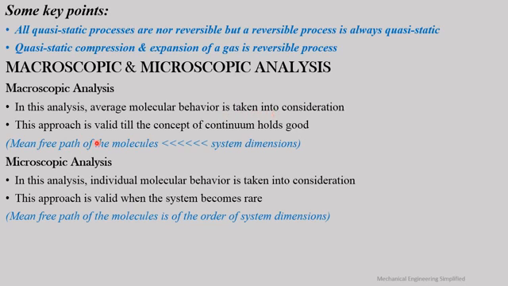On the other hand, when the system becomes rare, that means when the mean free path of the molecules becomes of the order of the system dimensions, then the individual molecular behavior is taken into consideration, and that is known as microscopic analysis. Please make a note, properties like pressure and stress are valid only when the concept of continuum is valid, otherwise they are not valid. When the system has become rare, we need to use another theory that is known as rarefied gas theory. I think this is clear.